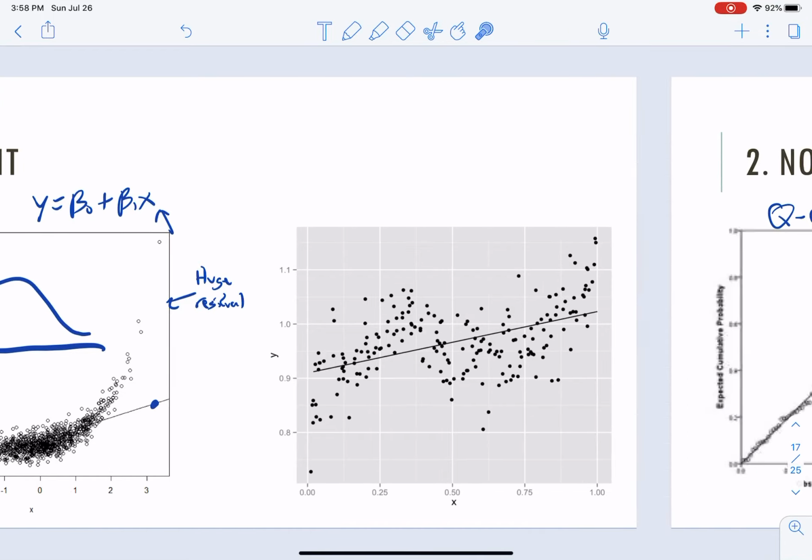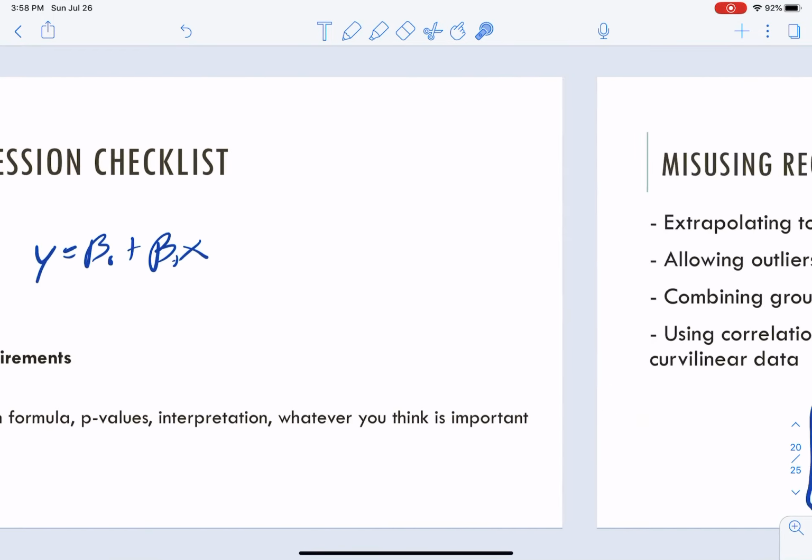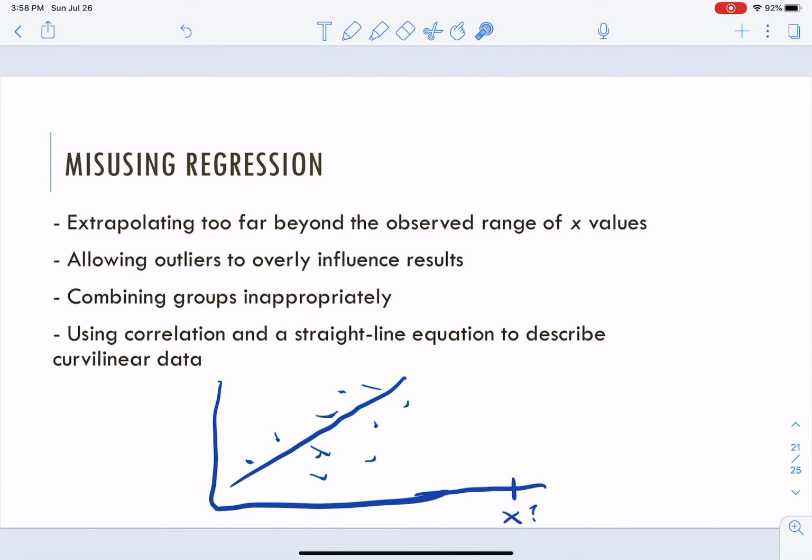Okay. The two other things in here we're not going to so much worry about in this class, but just keep that in the back of your mind for when you go into the next stat class, hopefully, and then you've got that in your arsenal of how you can misuse this. But the big deal here is extrapolating and then using a straight line to describe something that is not linear.